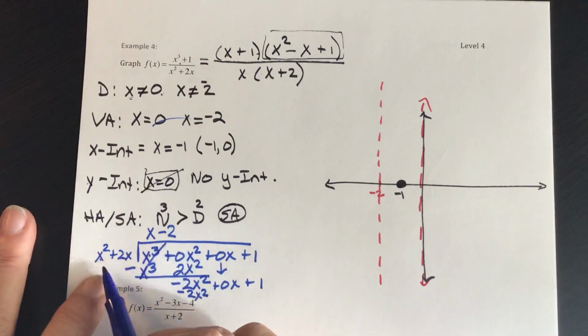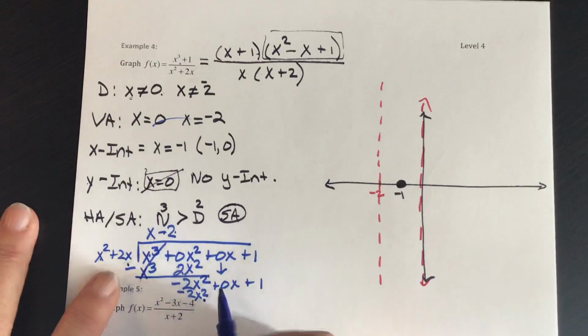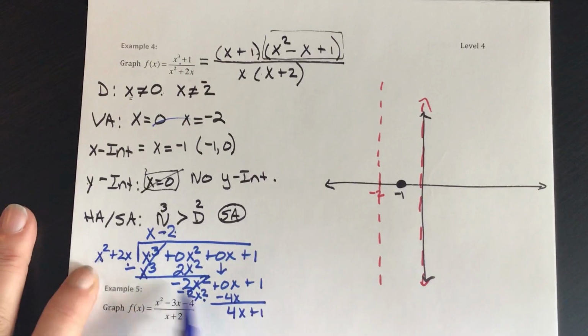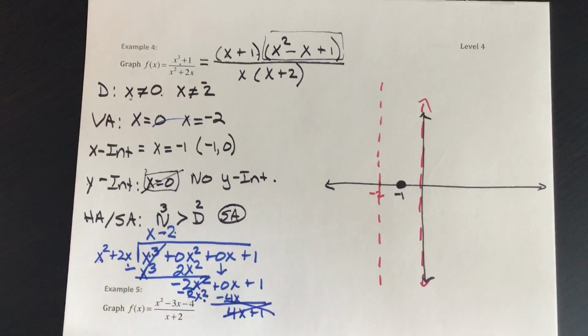So -2 times x squared is -2x squared. -2 times 2x is -4x. And when I subtract, I get 0 minus -4x is +4x. And because x squared won't go into 4x, this is my remainder, which doesn't matter.